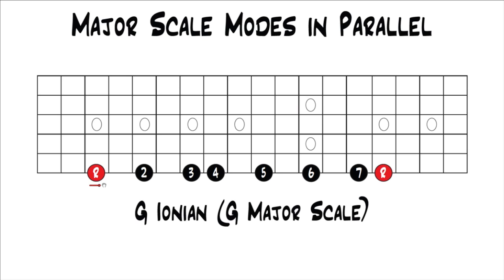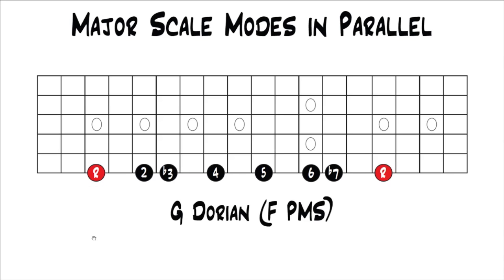Now we're going to take this root of G and build the Dorian mode off of it. So we're not staying in the key of G. We're not starting on this A and building a Dorian note. We're going to build it from G. So if we do that, we end up with G Dorian, and now our intervals become root, 2, flat 3, 4, 5, 6, flat 7, back to root. Those are the intervals of the Dorian mode.